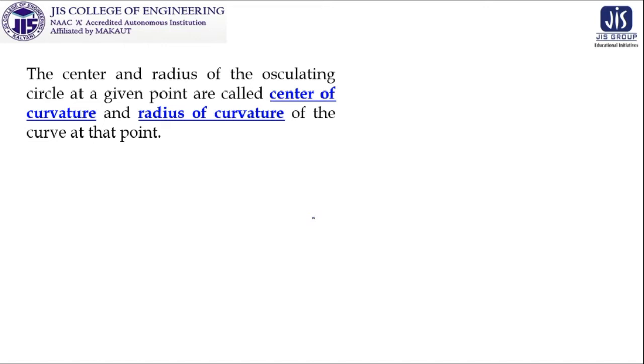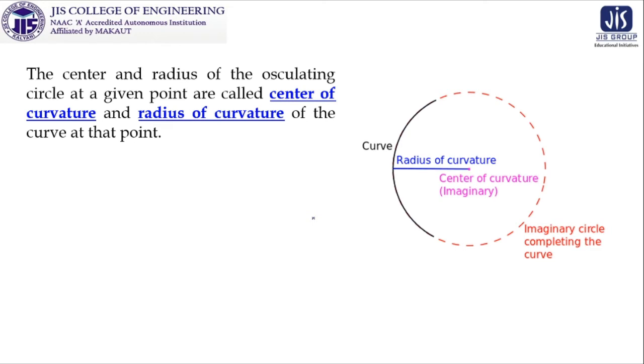So the center of that osculating circle and the radius of that osculating circle at that given point, because osculating circles are not fixed for a given curve, it varies on the structure of that curve. So the center of that particular osculating circle at that given point is called the center of curvature, and the radius of that osculating circle at that given point is called the radius of curvature of that curve at that point. Clear?